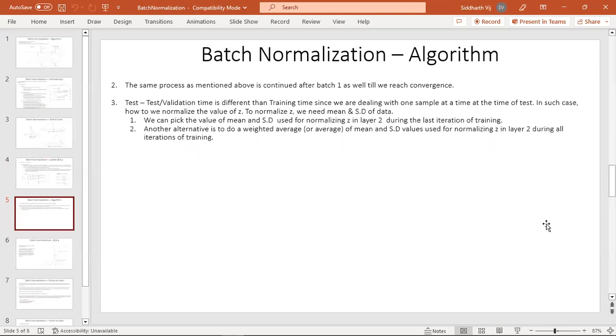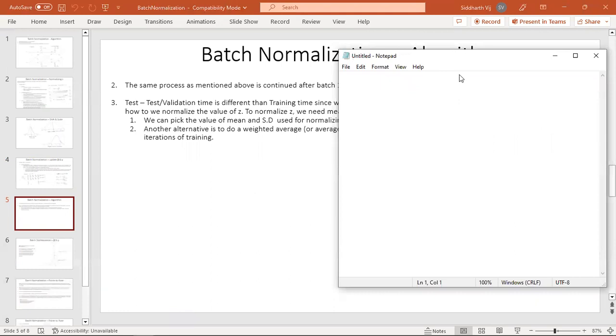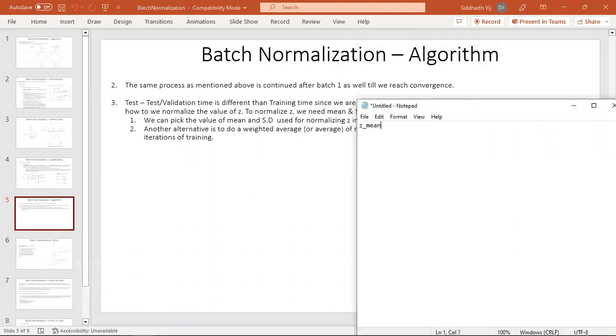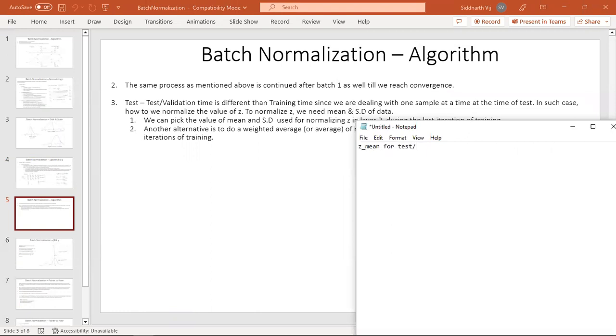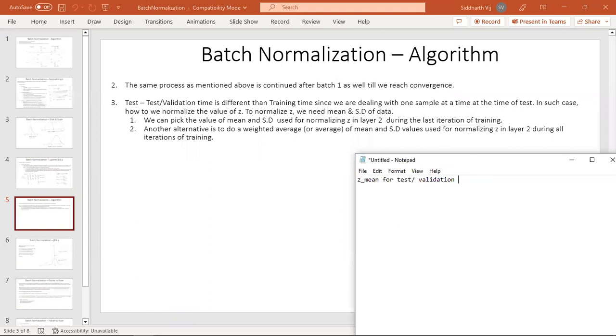So what we do is, in order to compute the values of Z bar or Z mean for test validation time, we actually reach out to the train set.